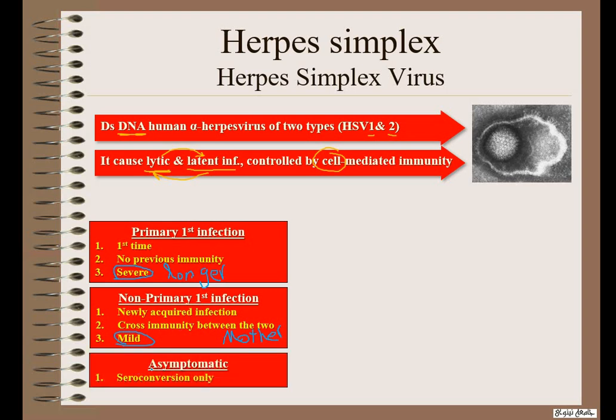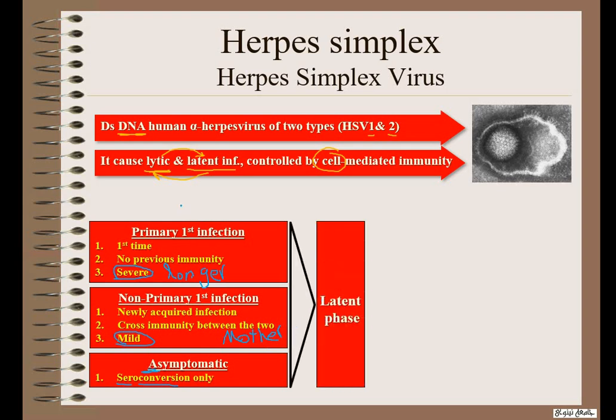Lastly, the patient may develop an asymptomatic infection. What we mean by asymptomatic is that the patient will have no clinical manifestation, but only develops a seroconversion, so he becomes herpes positive toward herpes simplex virus infection.